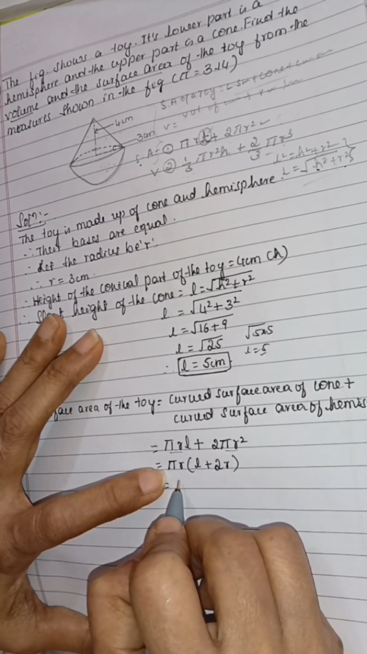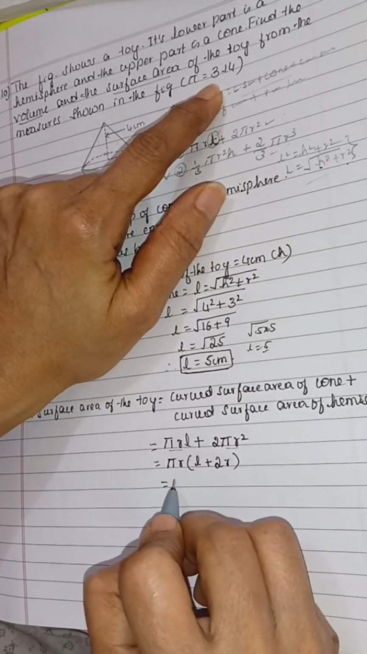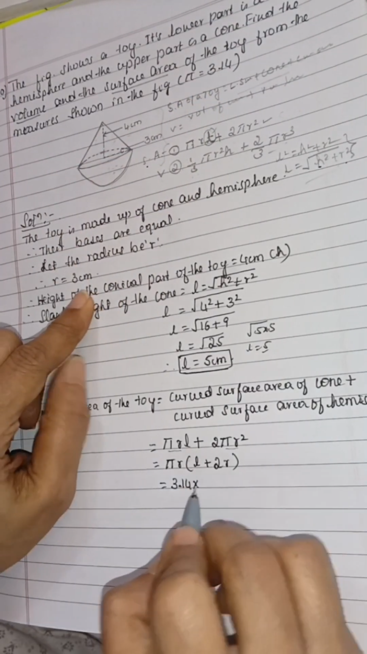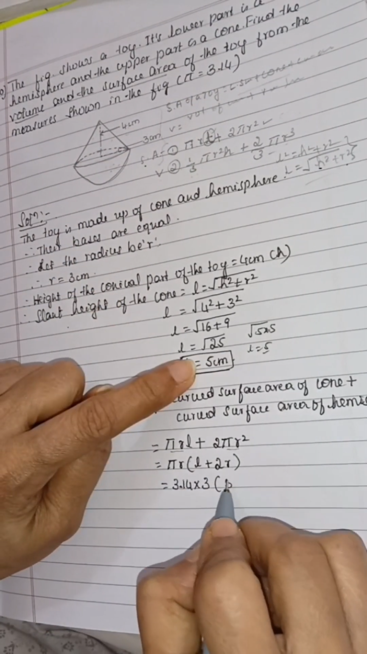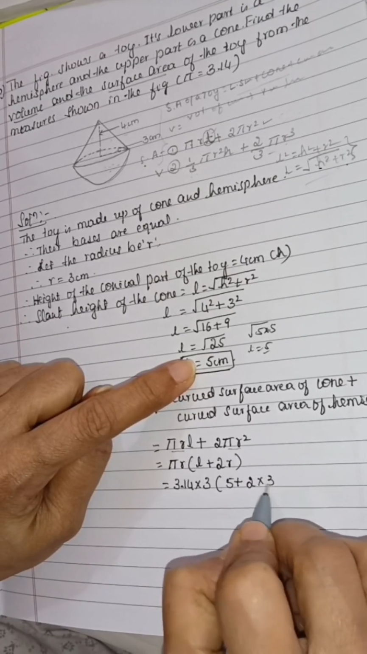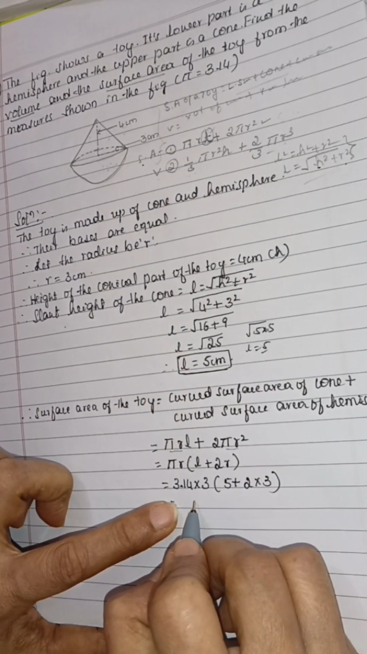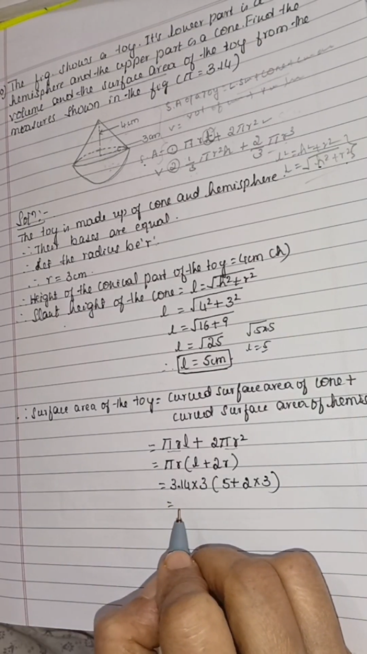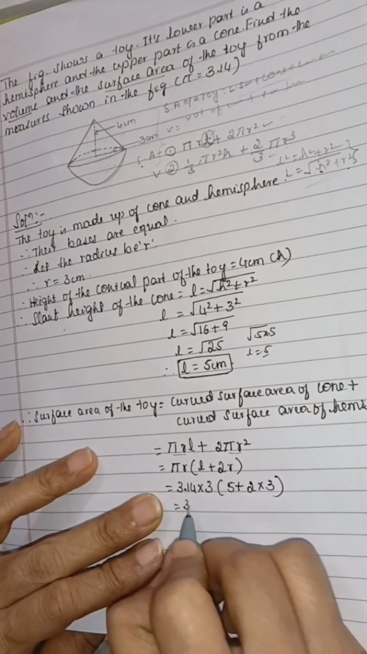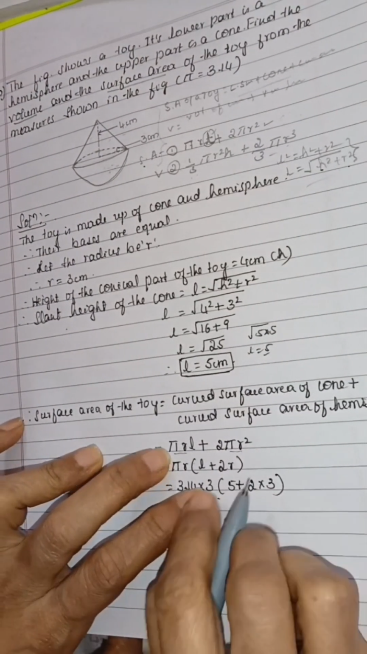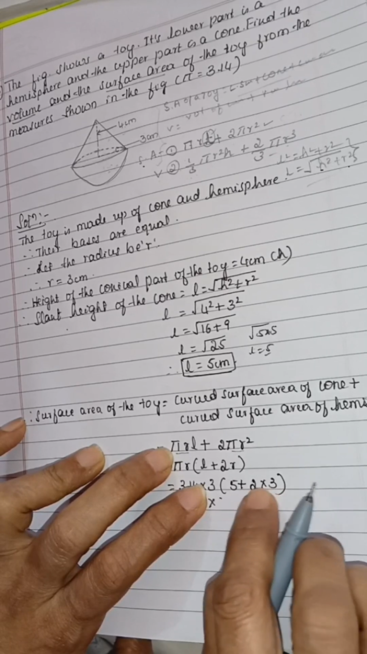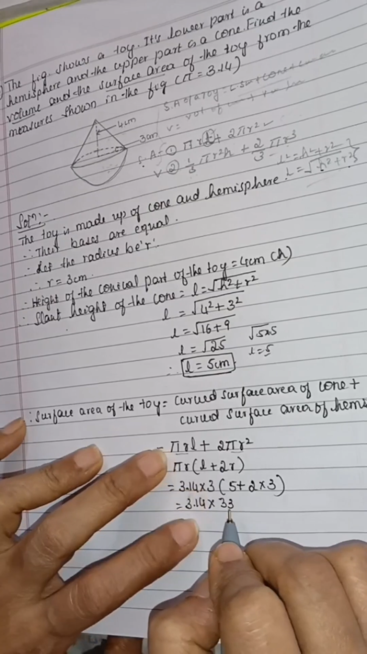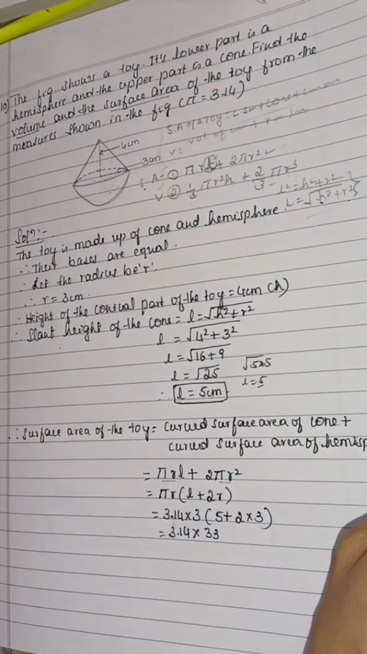Therefore pi r. Pi value is given here. Pi is 3.14 into r is 3 into L is 5 plus 2 into 3. We can simplify in this way. 3.14 multiplied by 3 into 5 plus 3 to the 6. This is 6 plus 5 is 11. 11 multiplied by 3 is 33. Now we have to multiply 3.14 by 33.